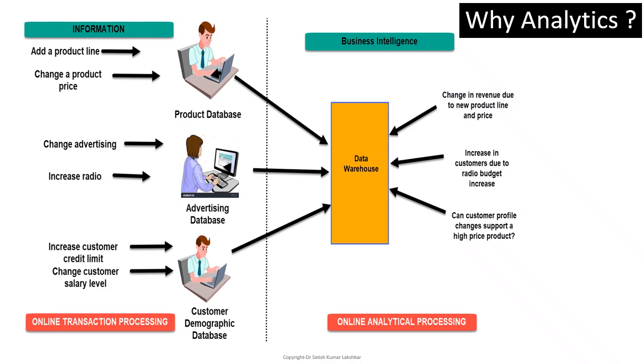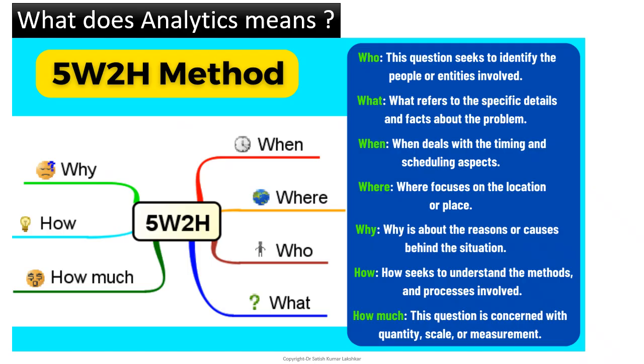So with the help of analytics we get some conclusions, in the form of business intelligence, and we can make some decisions like change in revenue due to the product line or the price. Or let us say if customers have increased, then the company can also look into the reason for the increase in customers, maybe due to the radio budget increase. Or maybe the change in customer profile, because if the income changes, the consumption pattern or purchase pattern also changes. So the customer profile changes may support a high price product also. So these are the different types of analytics or insight that we can get out of the information.